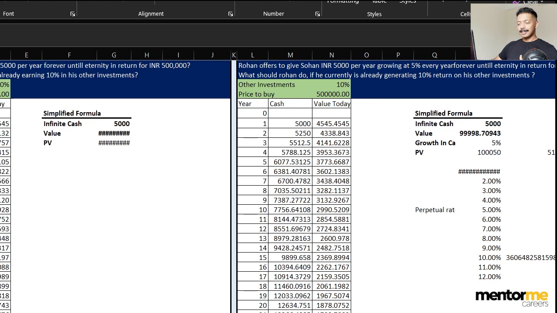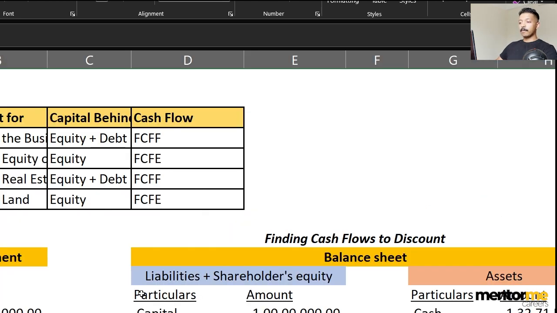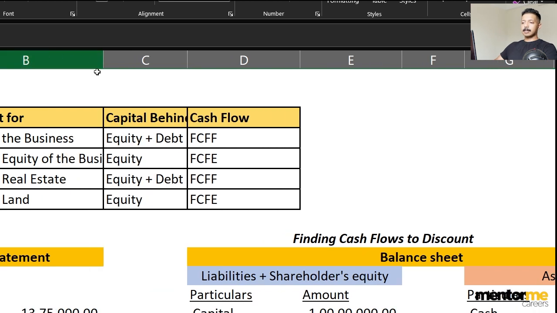Moving on to the second last topic of the concept. Okay, we understood what is discounting, we understood what is present value, we understood what is infinite cash flow, but what about what to discount, right? Because finally we have to discount something, right? So the logic of that is explained here.